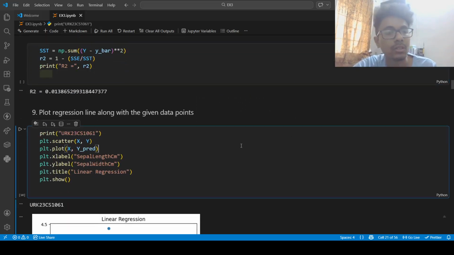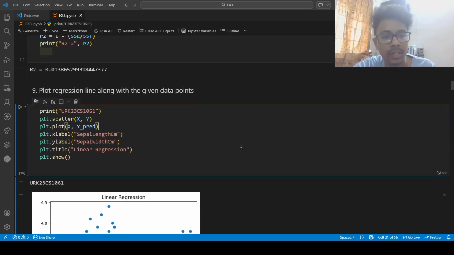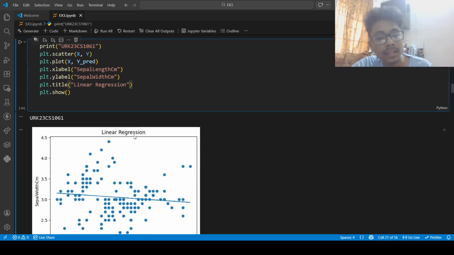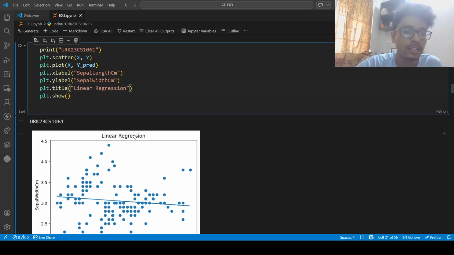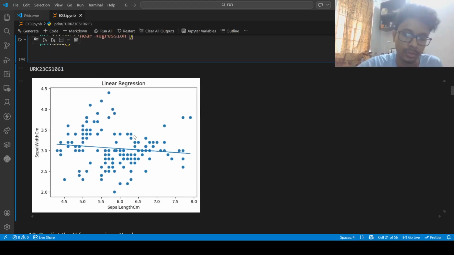So the next question is plot regression line along with the given data points. It's very simple. I just use a scatter plot and I take the value of x comma y, and then I also plot x comma y prediction for sepal length and sepal width, and that gives you linear regression. So this is the graph for that.